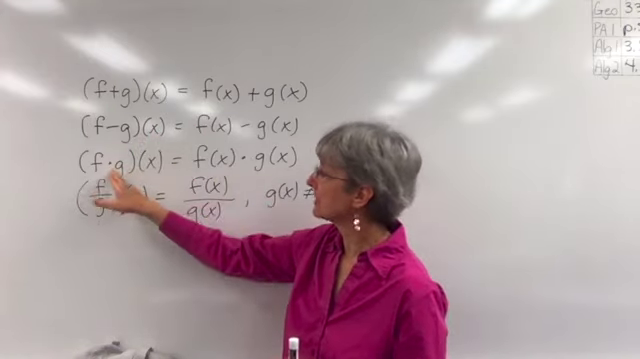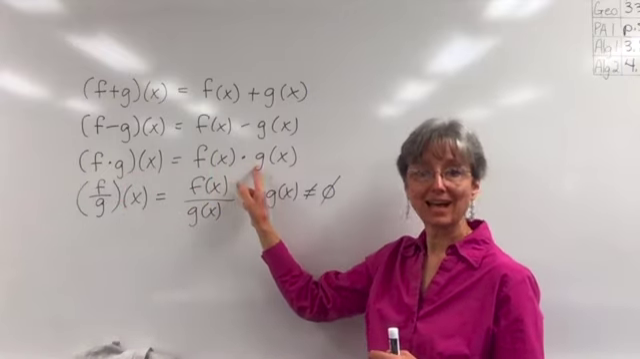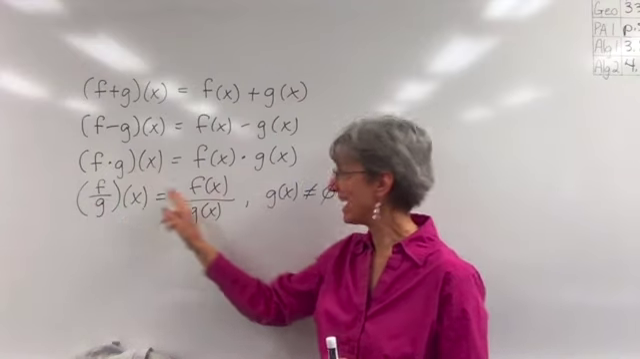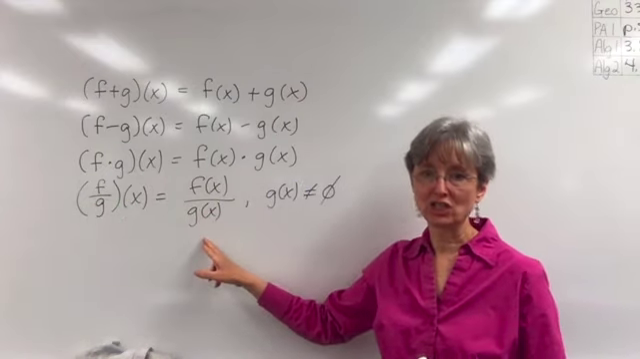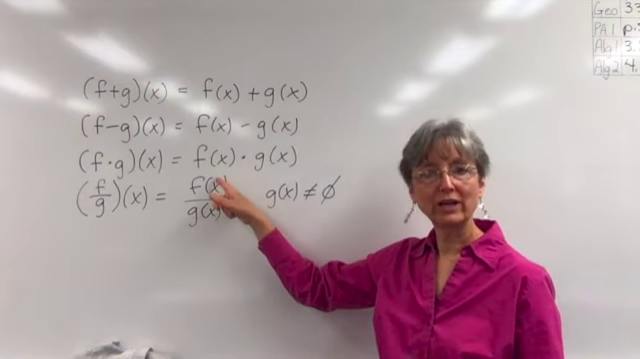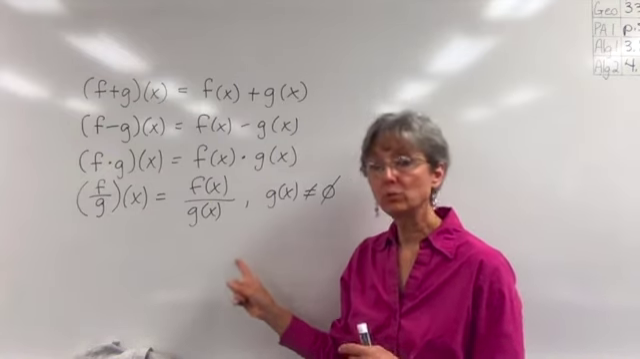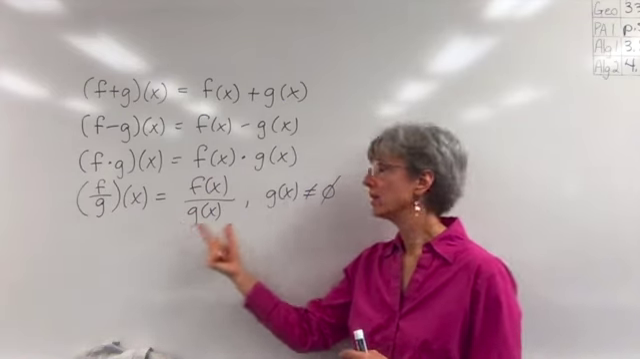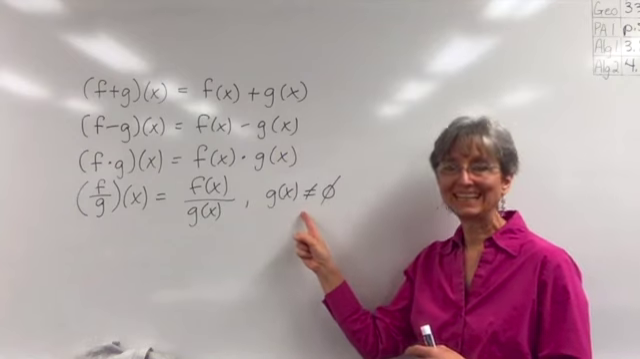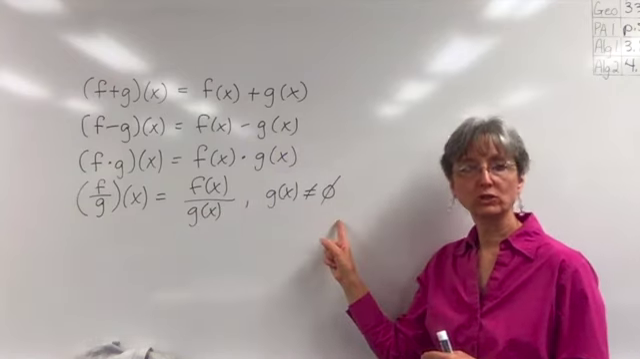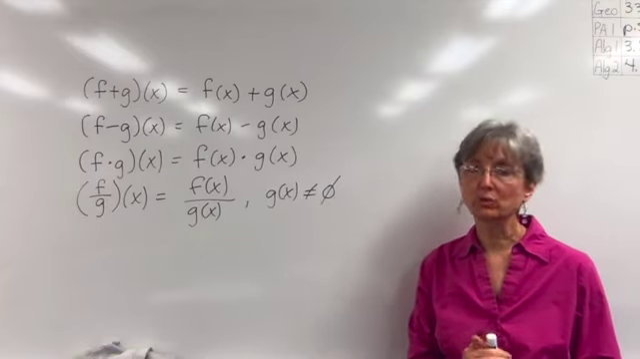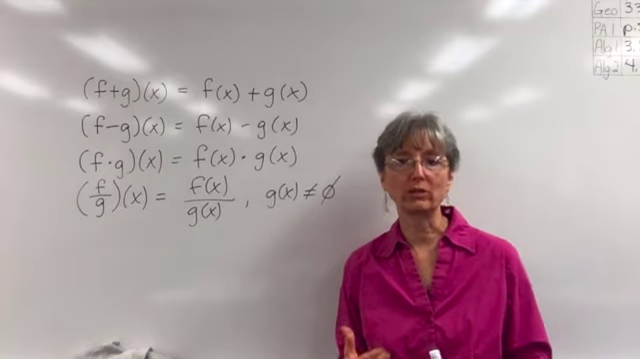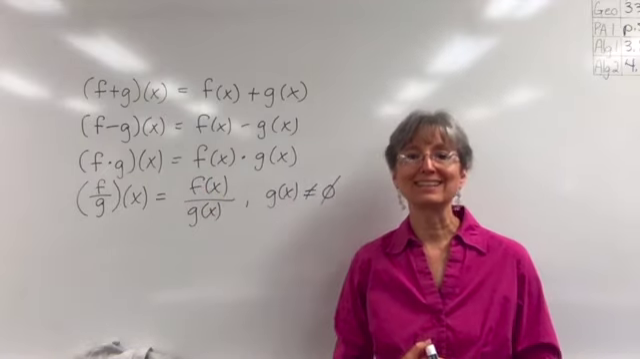F times g of x is f of x times g of x. And the last one, f over g of x, means f of x divided by g of x. So this looks like one over the other, and then simplify. You have to be really careful with this one because you can never have a denominator equal to 0. So this will automatically exclude anything that would make g of x equal to 0. G of x cannot be 0. We'll talk about domains and limits to domains as we work our way through it. But this is the way to notate the different operations.